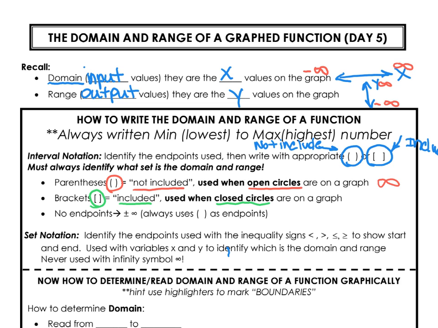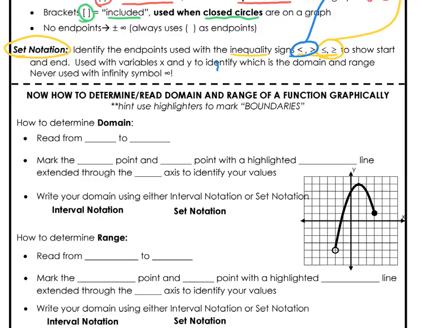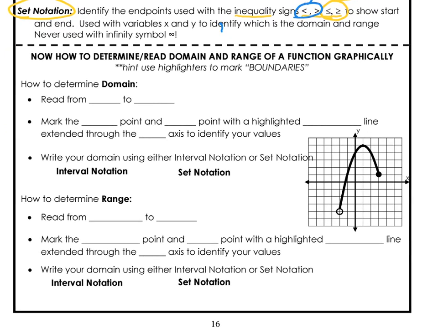Okay, set notation is our other type of notation. This one was interval that we just talked about. This one is set notation. And you identify the endpoints and you use inequality signs, okay, to show start and end. And again, these inequality signs are the same thing as including because they have the equal to sign underneath them. Okay, and these ones here would be with the round parentheses. They don't include, like infinity and open circles. Okay. All right, if we go down, how to determine and read domain and range of a function graphically.